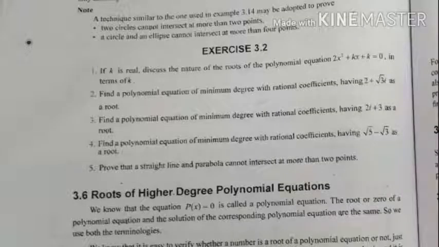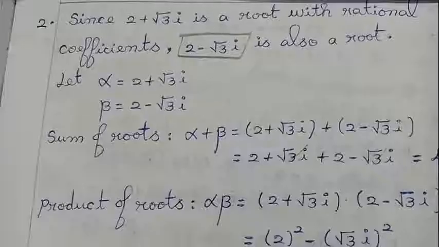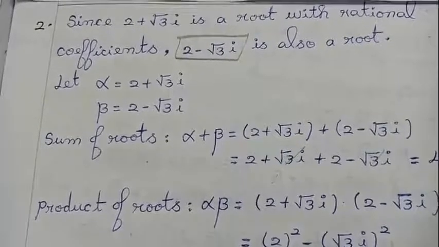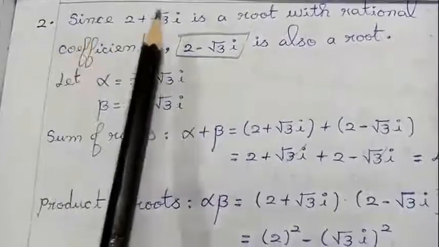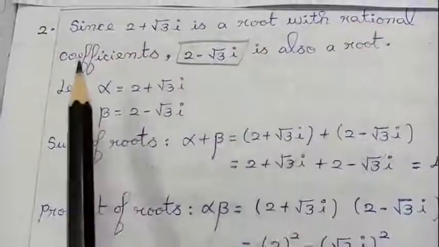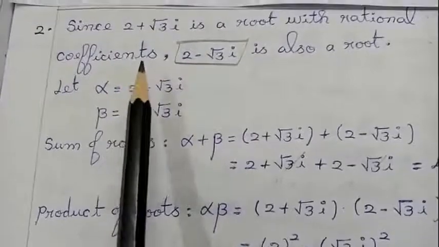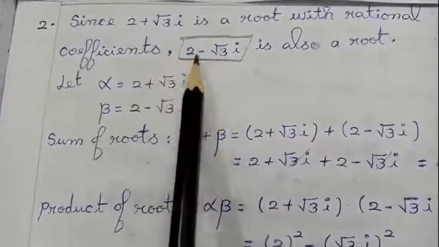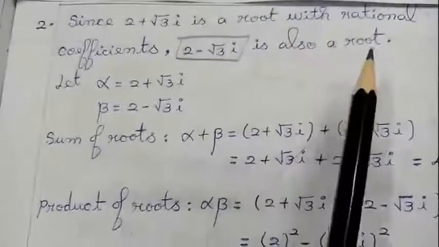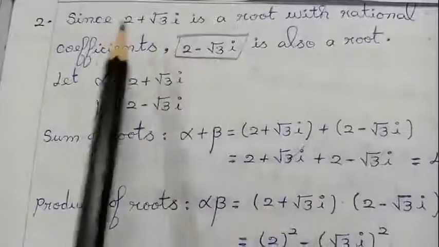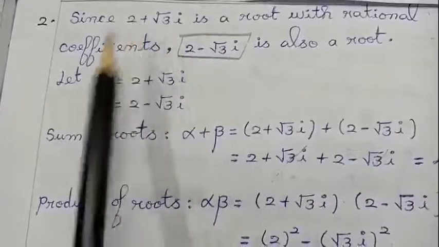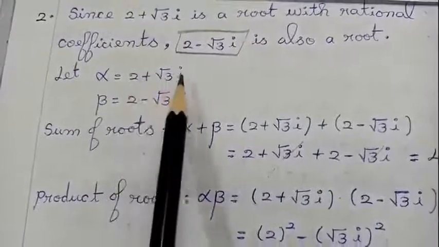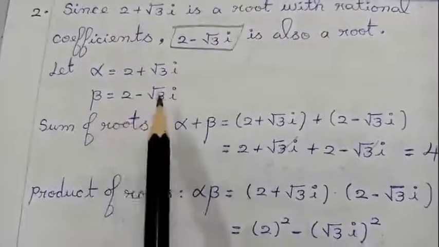Exercise 3.2, second sum. Find a polynomial equation of minimum degree with rational coefficients having 2 plus root 3i as a root. Given 2 plus root 3i is a root with rational coefficients. According to the theorem, automatically 2 minus root 3i is also a root.